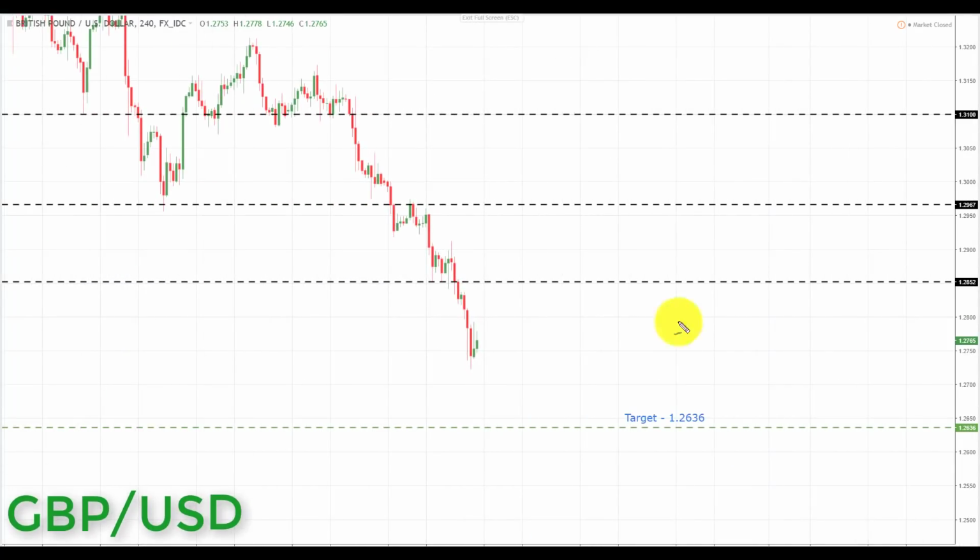Next, we have pound dollar. Now, last week we had a really big sell-off in the pound dollar. We took out both targets to the downside, and we are looking for further declines in the pound dollar this week, especially as we have a strong bias on the dollar index going into this week.